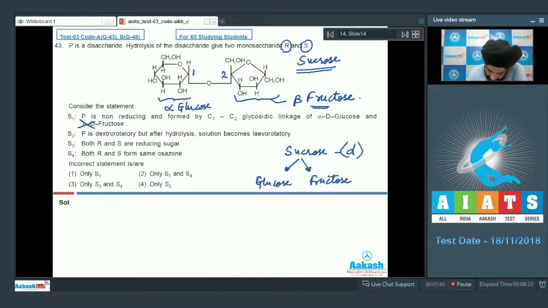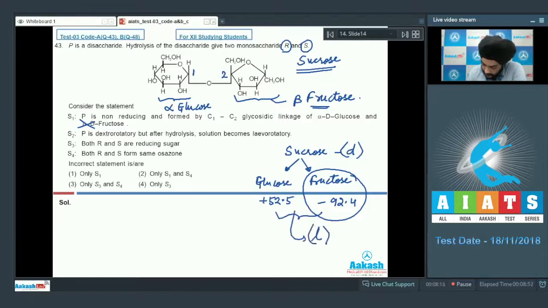And the specific rotation of glucose is positive 52.5 degrees, whereas the specific rotation of fructose is minus 92.4. So eventually in an equimolar mixture, the rotation of fructose is going to dominate and the solution will be levorotatory. So this statement is correct.